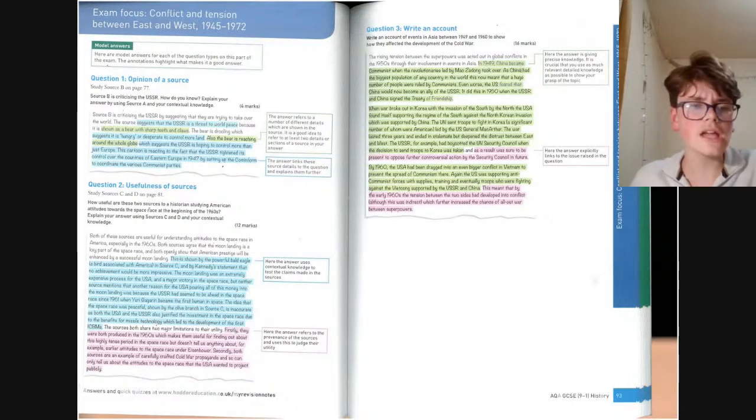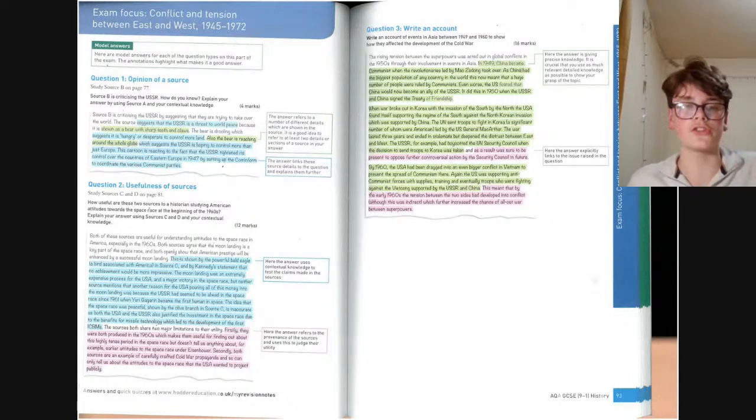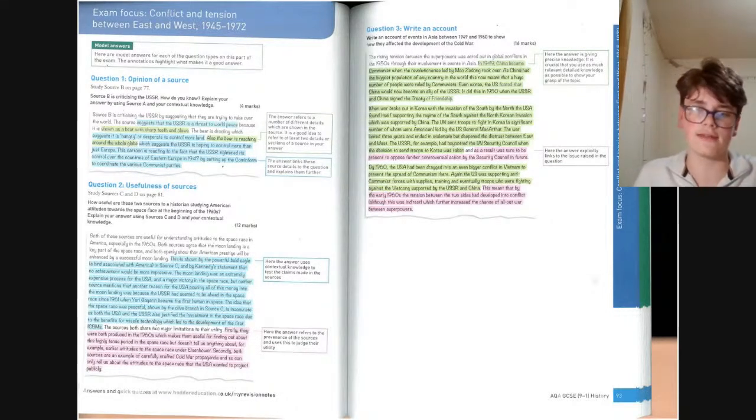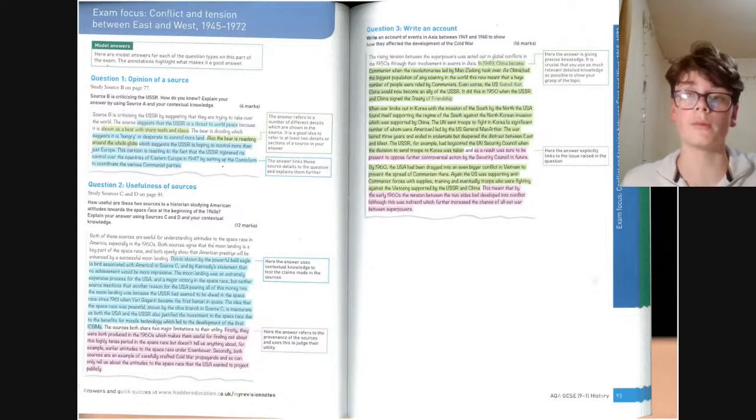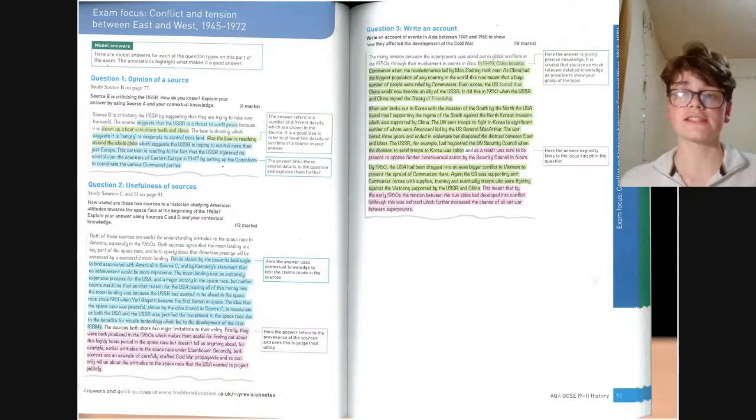Okay. Second question is, how useful are these two sources to a historian studying American attitudes towards the space race at the beginning of the 1960s? And that you need to explain your answer using sources D and C and your contextual knowledge, worth 12 marks. And then question 3, it's a write an account question. It's write an account of how events in Asia between 1949 and 1960.